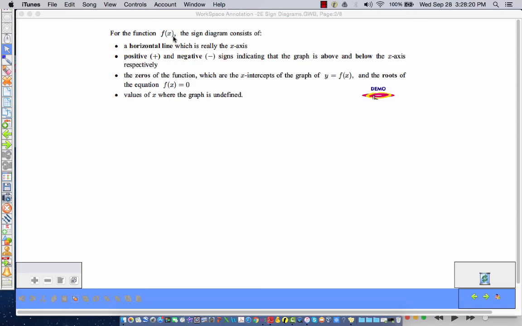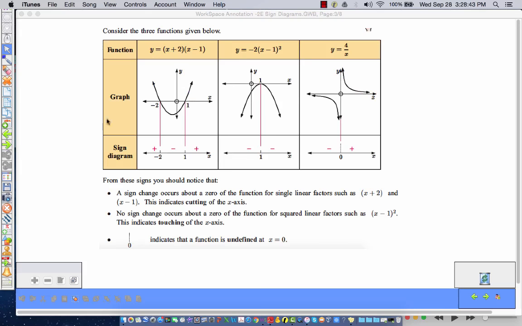For the function f of x, the sign diagram consists of a horizontal line, which is the x-axis, positive and negative signs, which we just showed you, the zeros of the function, so we're going to have to find the zeros, and also where the graph is undefined. Okay, so that's what we're looking for. Here is a function, y equals (x plus 2) times (x minus 1). And this is how we're going to use them.